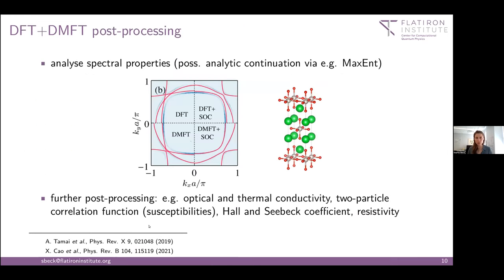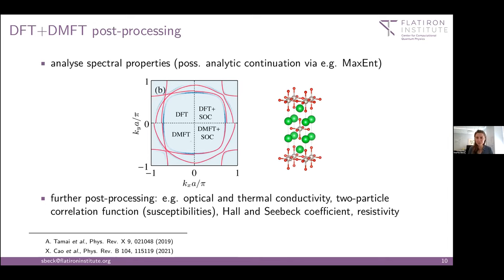Okay, so then we've assumed we solved the impurity problem. We can do some post-processing. We can analyze the spectral properties. This might involve analytic continuation if we've computed the Green's function on the Matsubara axis. So here's an example by my colleague Xiaodong Cao.